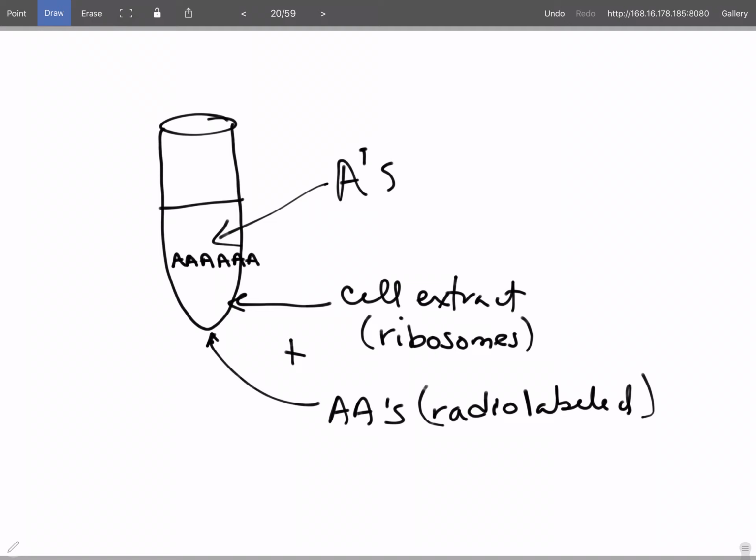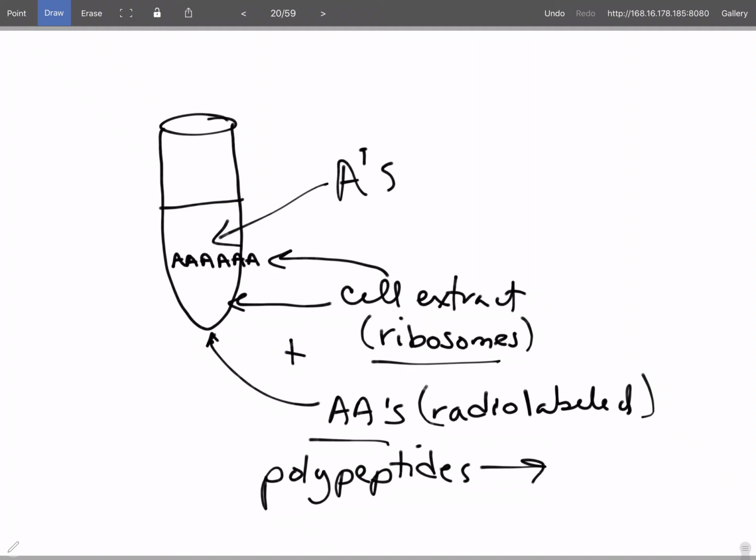So what do you think happened? Well, the ribosomes would recognize these new RNA sequences that had been produced in the test tube. There were a lot of them there. The ribosomes would translate them using the amino acids that they found in the test tube, right? And then the scientists would isolate any polypeptides that came out of this, that were radio-labeled, and then they would analyze them to see what they were made of.